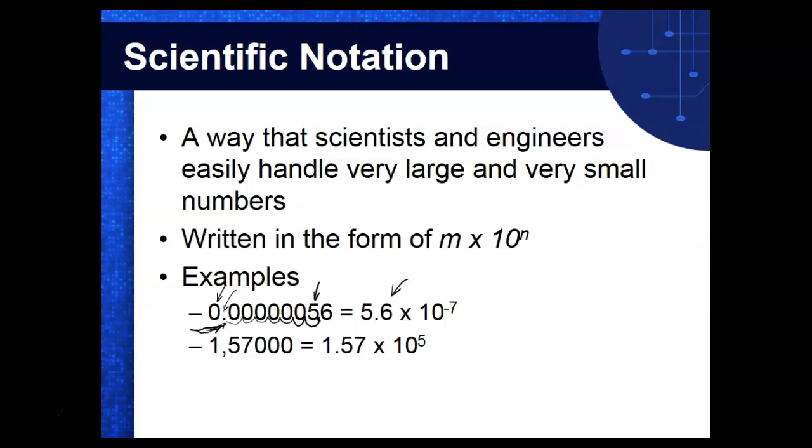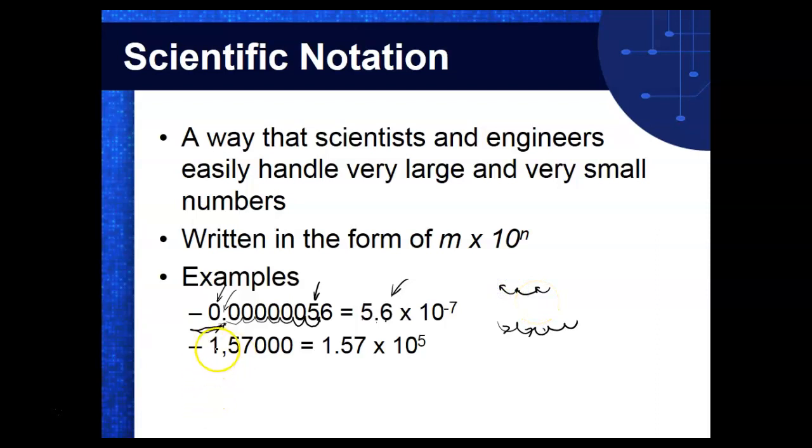Now, if you're in EET100 this semester, or you've already had it, we use what we call engineering notation. In scientific notation, you stop after you get to the first whole number. And then we say 5.6 times 10. Since we moved to the right, if you see minus exponents, it means you're moving to the right. If you see positive exponents, it means you're moving to the left.